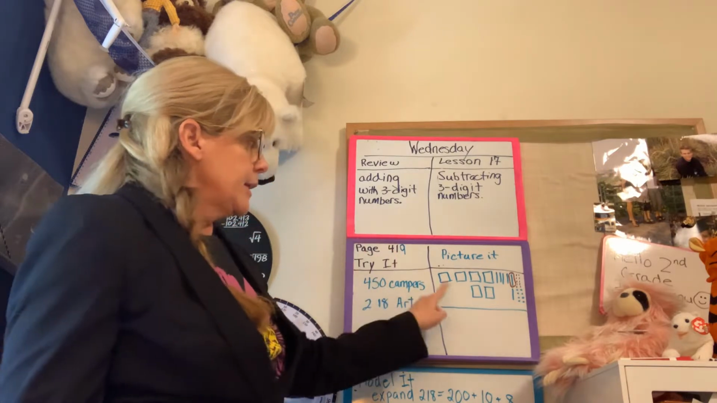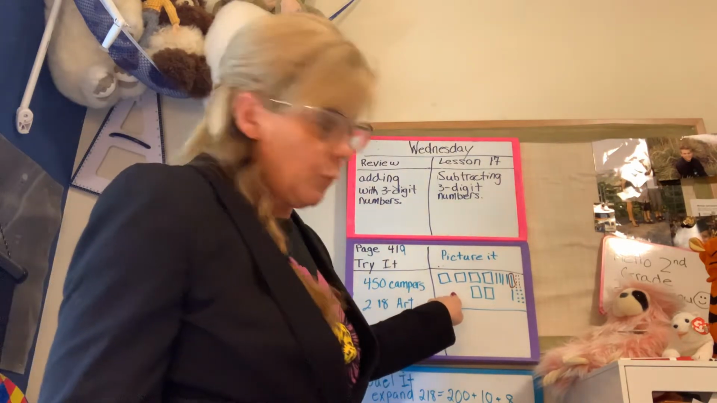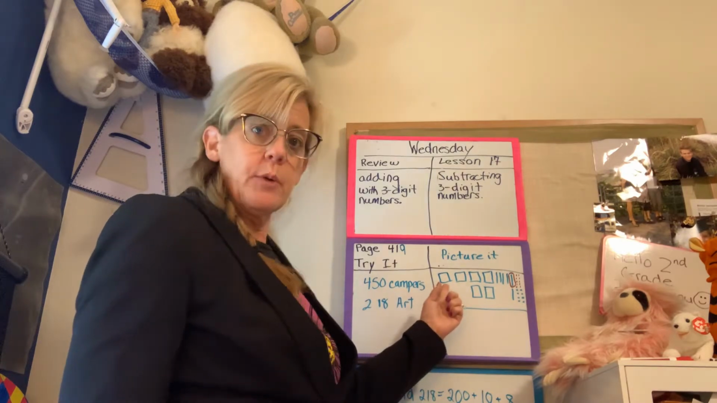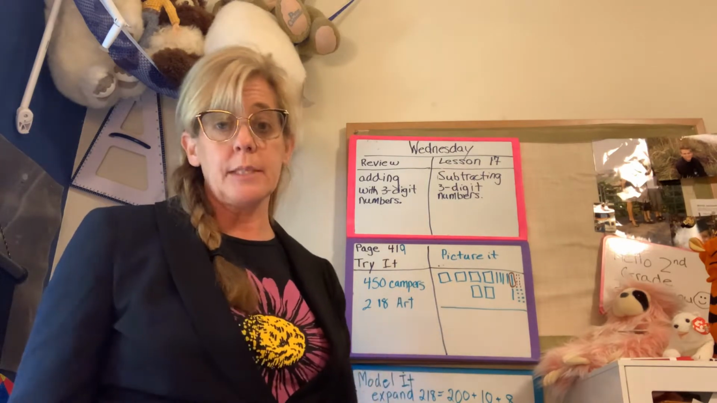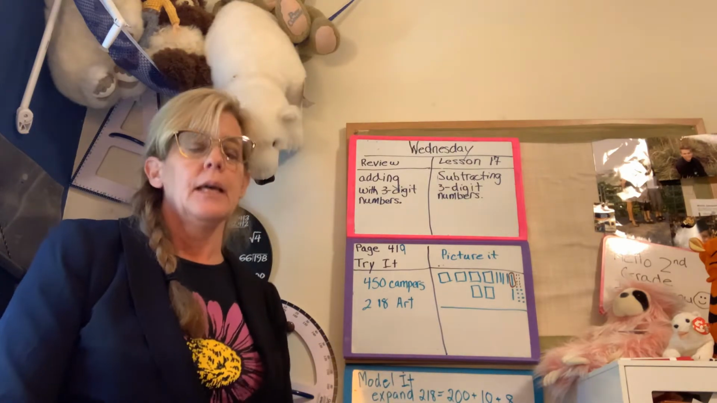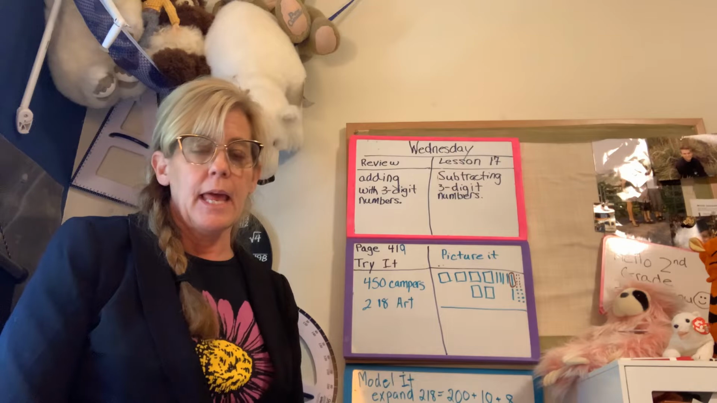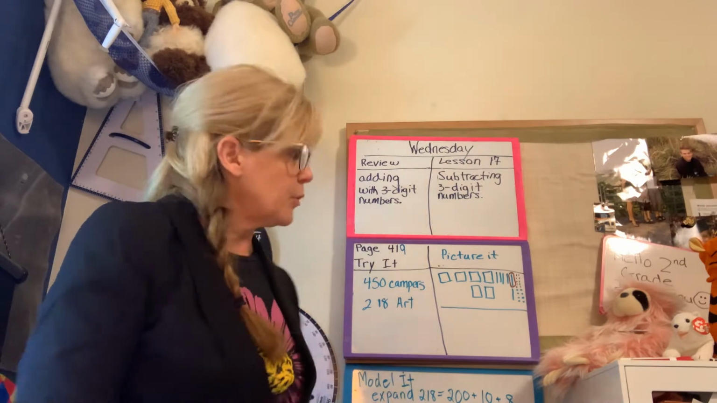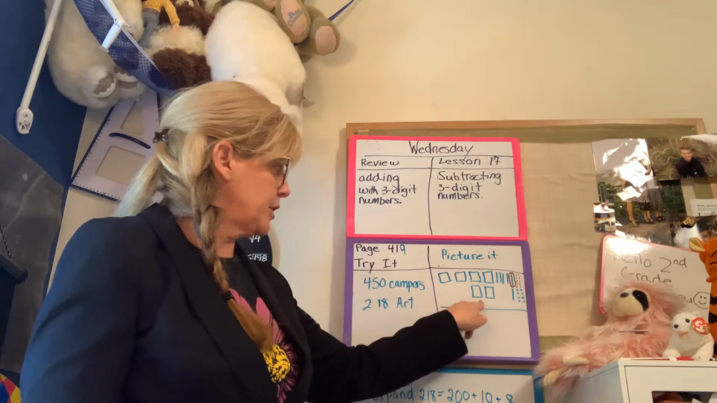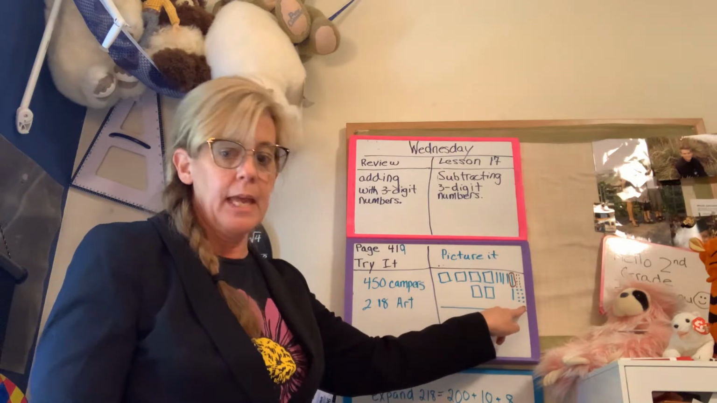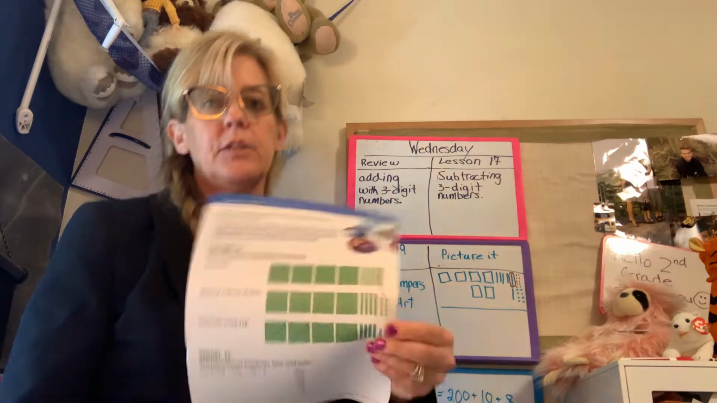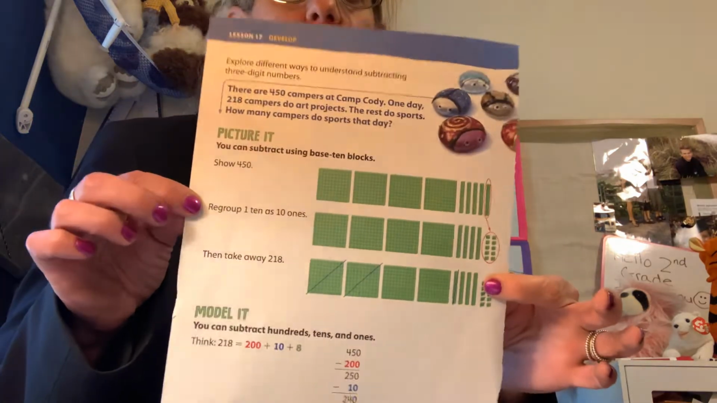So the example that they want you to start off with first is picture it. So if you can see this, I pictured it and I drew it with base 10 blocks. And you might have to explain to your parents about base 10 blocks, that a square equals 100, a line equals 10, and a dot equals 1. So right here I made 450, and then right here I made 218. Okay, and it's also showing in your example, on this page right here. So they drew it right here.